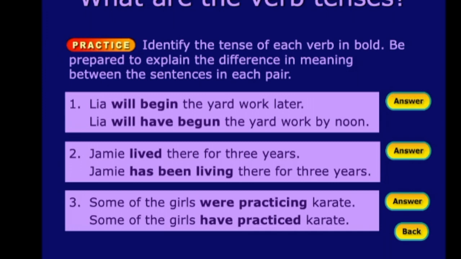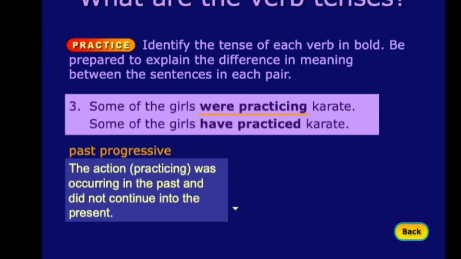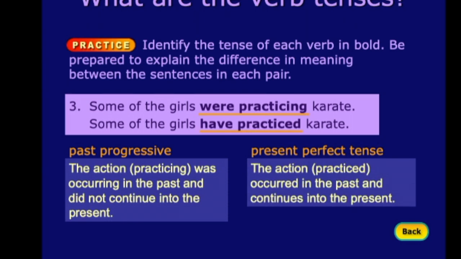The third one is: some of the girls were practicing karate. It is in past progressive. The action practicing was occurring in the past and did not continue into the present. While the second statement is in present perfect tense. The action practiced occurred in the past and continues into the present.